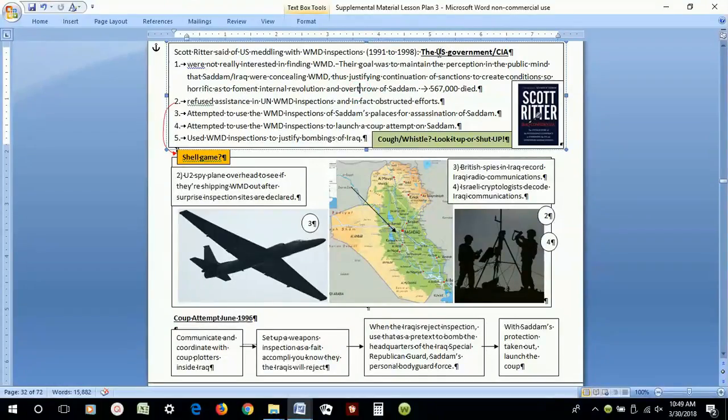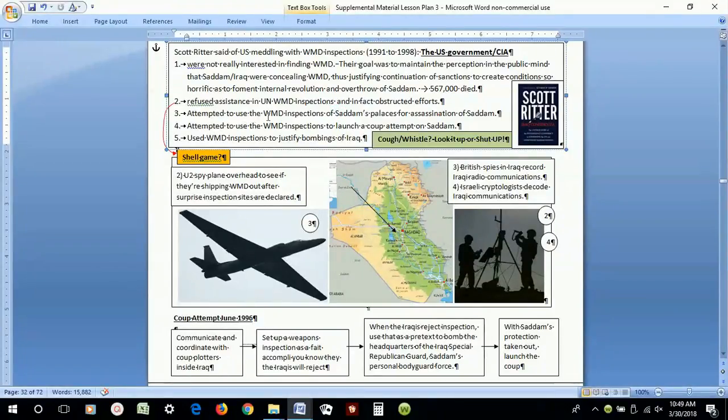So he said that the U.S. government, CIA, refused to give assistance in UN WMD inspections, and in fact did things to obstruct their efforts. I'll show you that. I'll show you more detail in a second. And I'll show you quotes from his book, and I'll scan through it so you can read through them. I'm not going to go through all his quotes, but I'll just scroll through them so that you can pause and read the whole thing if you want.